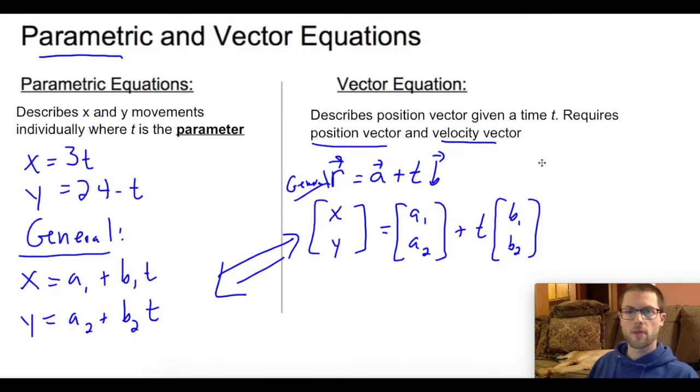In our example, we saw the vector equation that we just got from that last slide there. So we can use either one of these. We can use the set of parametric equations or this vector equation to describe the same movement over time in 2 dimensions.